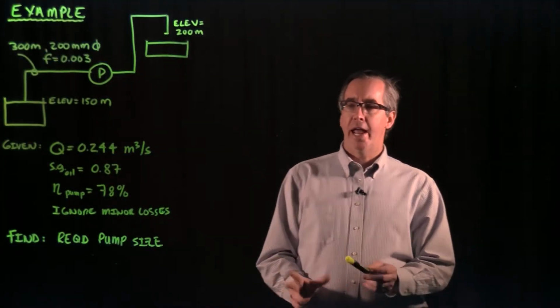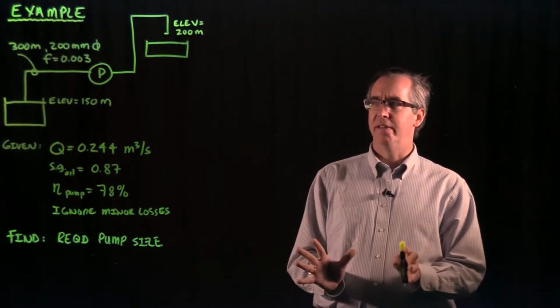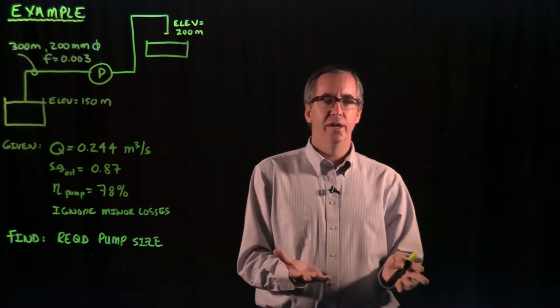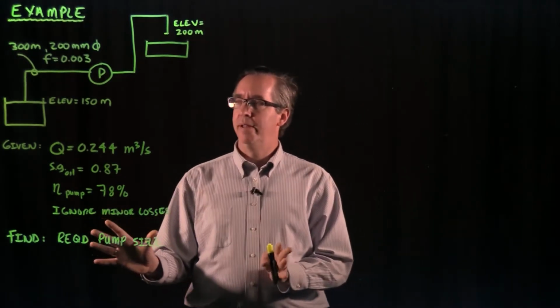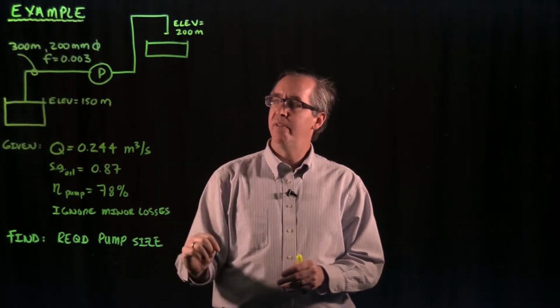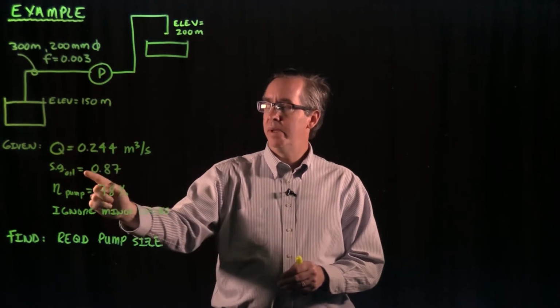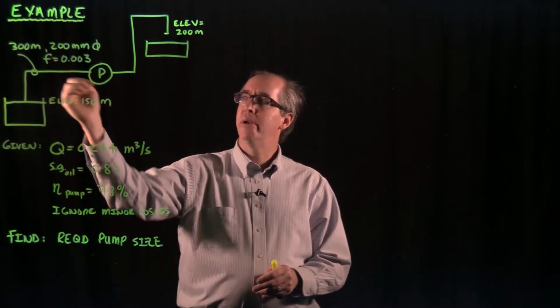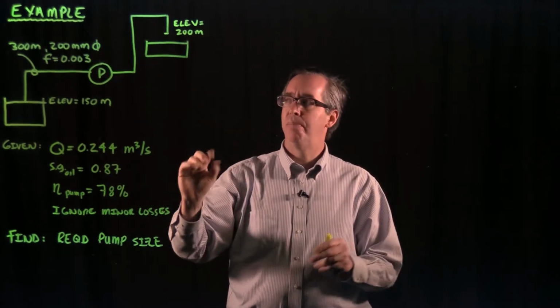For example, we'll be looking at sizing a pump. This is a classic pump sizing type of exercise that as an engineer, you're expected to know how to do. In this example, we have a reservoir at an elevation of 150 meters, and we're going to pump, in this case oil, through 300 meters of 200 millimeter diameter pipe, which is roughly 8-inch pipe.